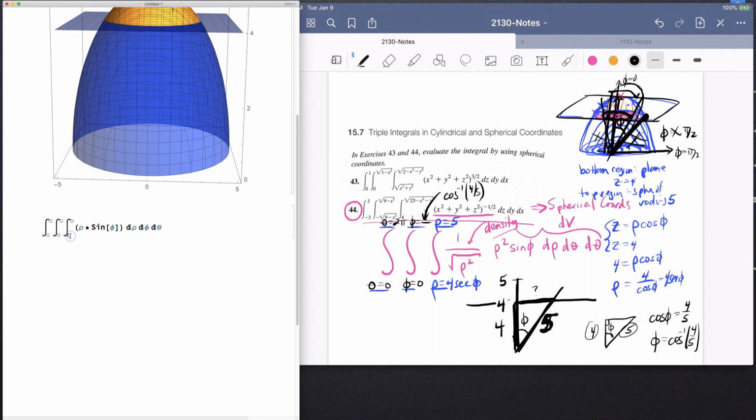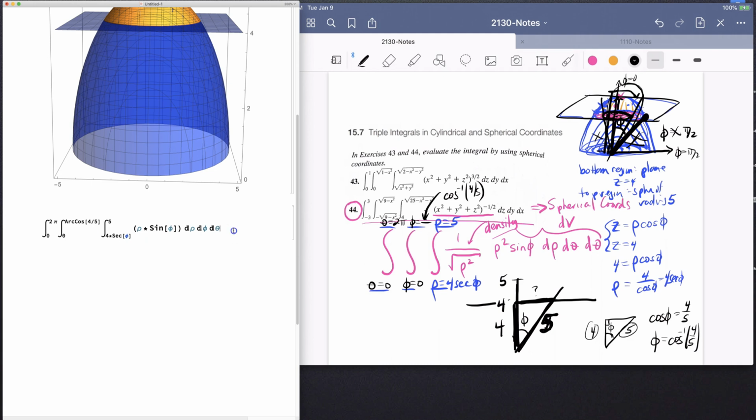And now we wanted to integrate from rho equal to 4 times the secant of phi. That is the bottom plane, z equals 4, as a function of the angle phi. And then the top sphere is equal to 5. This is the theta integral. Theta goes from 0 to 2 pi. And phi, we decided, went from 0 to the arc cosine of 4 divided by 5.